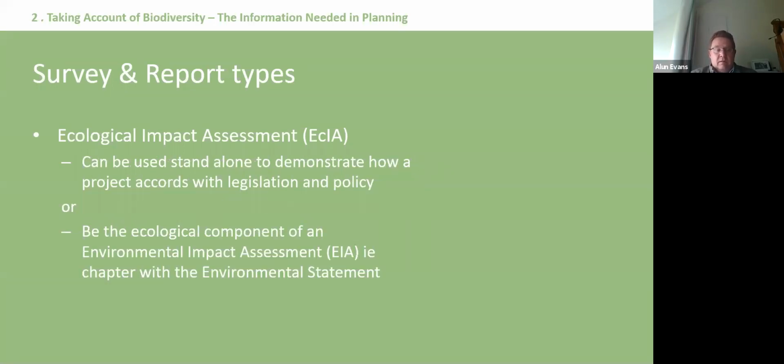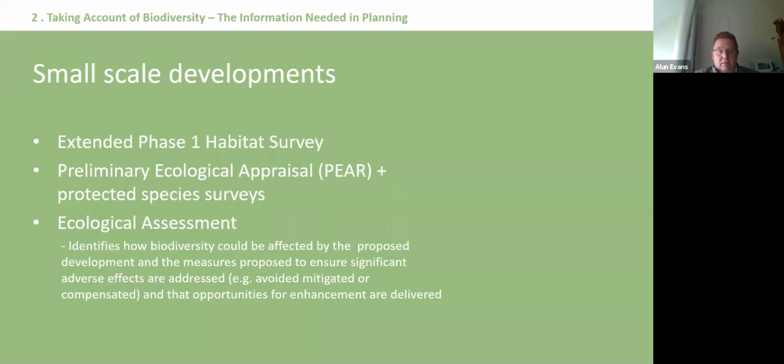It can be used as standalone to demonstrate how a project accords with legislation and policy, or could actually form a component part of the actual environmental impact assessment for those more significant projects, i.e. be it a chapter within an environmental statement. Obviously, the ecological impact assessment is a very thorough analysis, and it can be quite detailed.